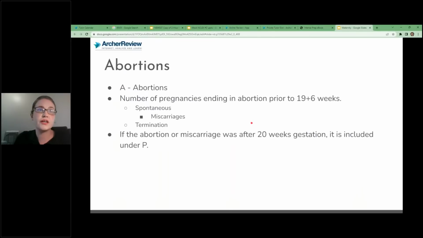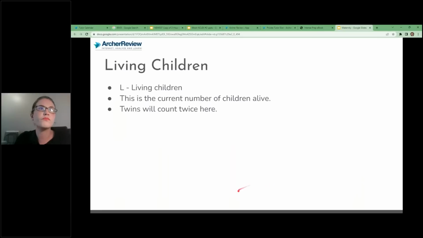Abortions, A stands for abortion, are the number of pregnancies that ended prior to 20 weeks. So if it ended at 19 weeks and 6 days or before, it's considered an abortion. And this is where certainly terminations are counted, but also spontaneous miscarriages are counted as well. So again, if the pregnancy ended before 20 weeks, it's going to get an A. And then finally, L stands for living children. This is the number of children who are currently alive, and this is where we count twins or triplets. So if you have two twins that both survived the delivery, you would have an L of 2.